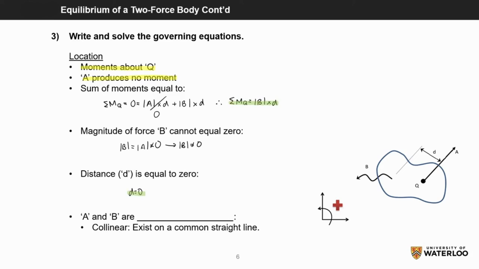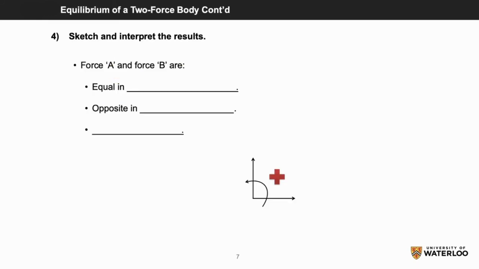We now know that the location of force B lies somewhere on the same straight line as force A, which is termed collinear. Finally, we will sketch and interpret the results we have found. In summary, force B must be equal in magnitude and opposite in direction to force A, and the two forces are collinear, but otherwise we cannot determine the exact location of force B. So the forces acting on the body would appear like this.